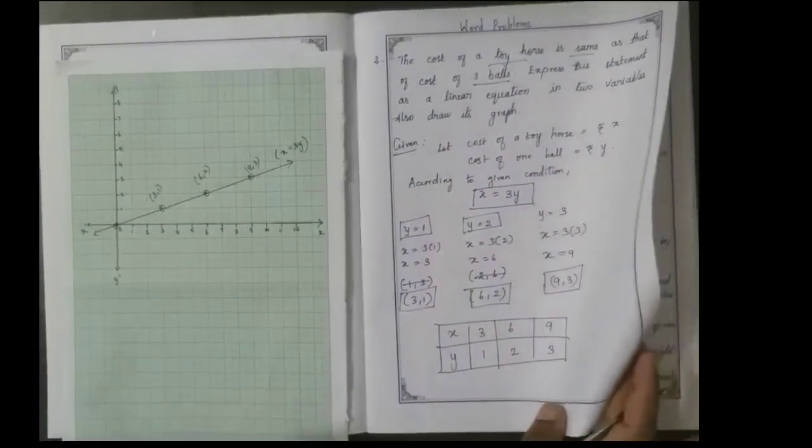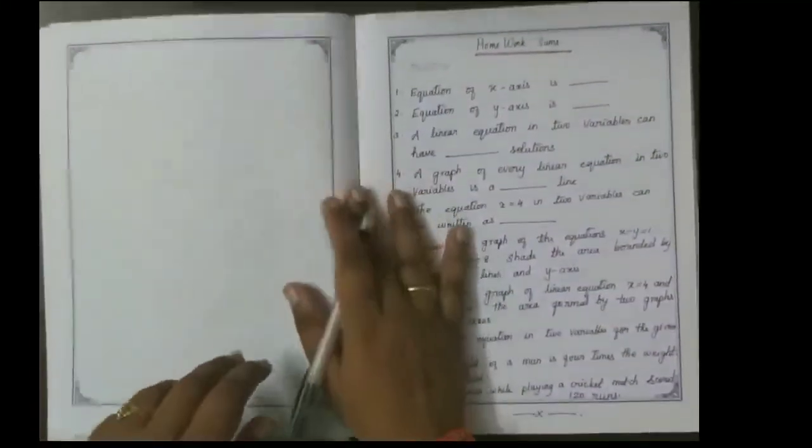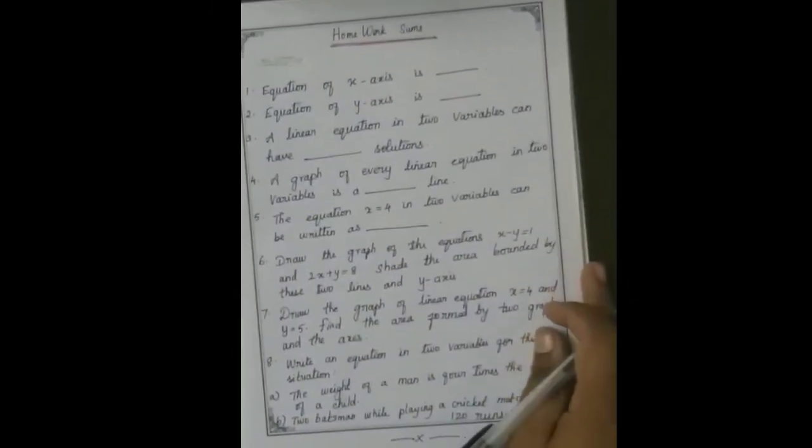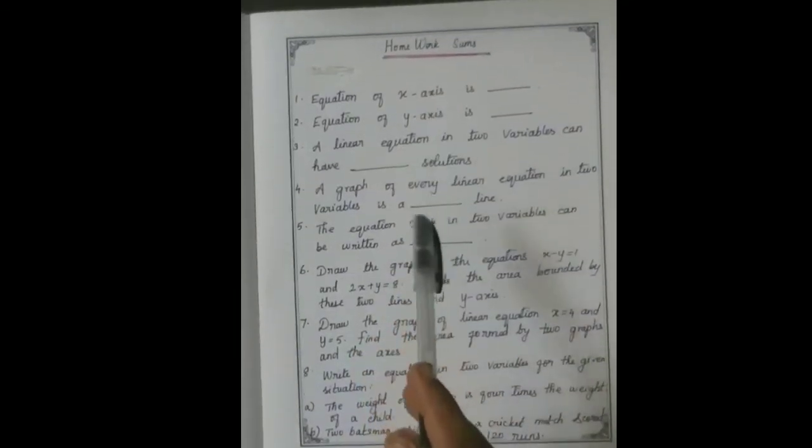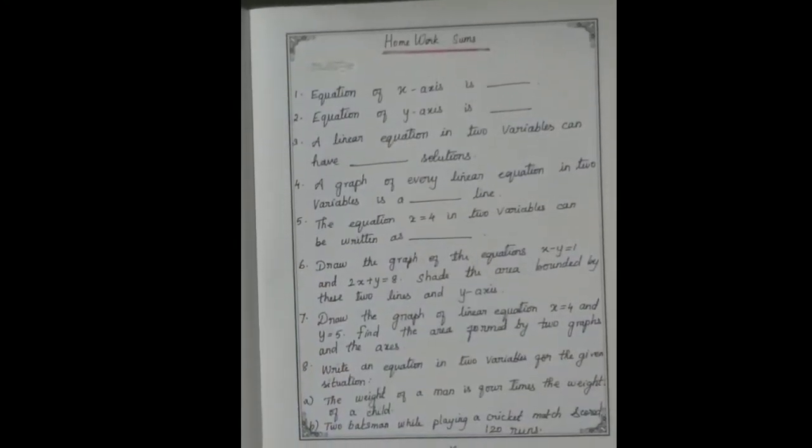Now we can go for the homework sums. Listen to these sums. Just recap the linear equations in two variables. Look at the sums and complete them in your homework note, in your maths note.